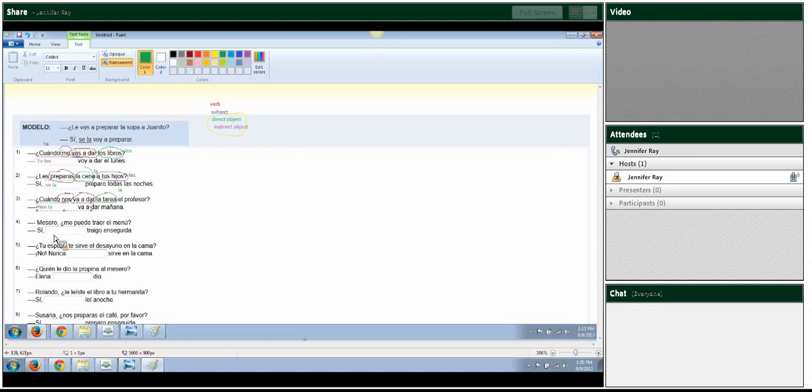Mesero, me puede traer el menú. And I don't need to do any changes here, because there's only an issue when you end up with le or les followed by lo, la, los, las. Mesero, me puede traer el menú.